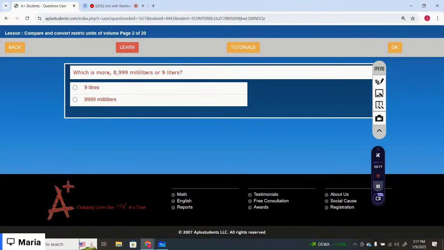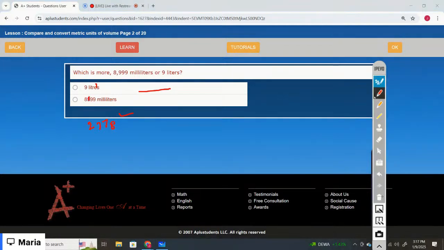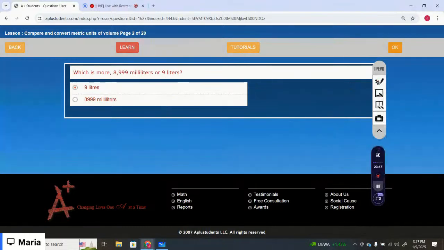Which is more, 8,999 milliliters or 9 liter? In 1 liter, we have 1000 milliliters, right? So 9 liter equal 9000 milliliters. So 9000 milliliters is more than 8,999 milliliter, right? So which is more? 9 liters. Option number 1 is the correct option. That is 9 liters.